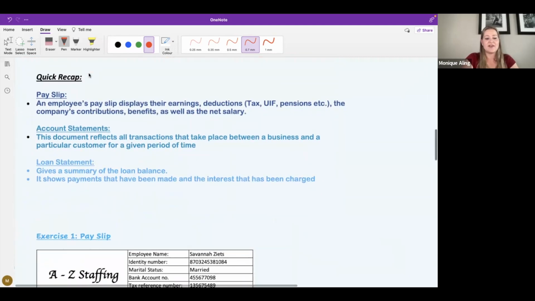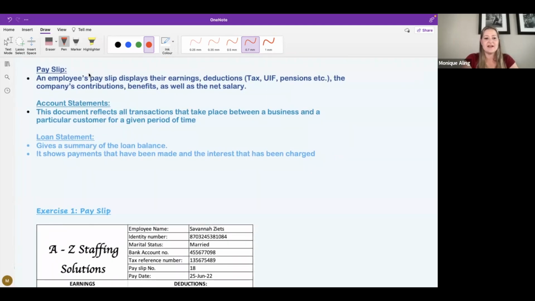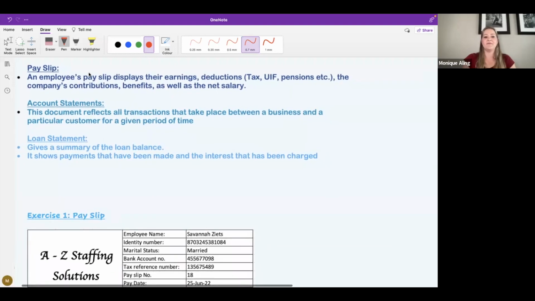Okay. So then, let's have a look at the three we're looking at today. First one is payslip. Now, we've all heard of a payslip before. Maybe some of you have gotten a payslip. You've got a part-time job, and it's an employee's payslip that displays their earnings, their deductions. So deductions can be tax, UIF, pension, etc. The company's contributions to any benefits, as well as the net salary. Now, we've looked at net salary already. Remember, net salary is the money they are left with at the end of the month. After all the deductions come off.